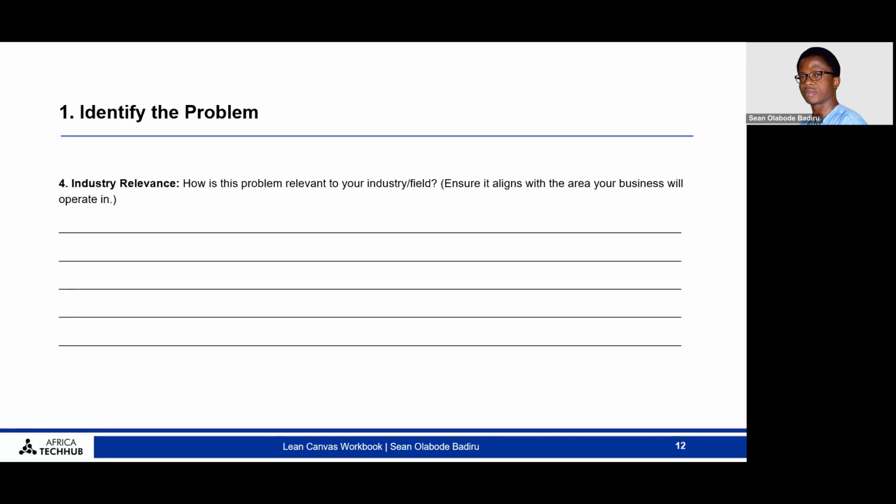Industry relevance. How is this problem relevant to your industry and field? If you don't offer any financial service, and you have identified the problem around inflation, you won't be acting wise to want to solve that kind of problem because you don't have the resources or the expertise to do this. So the problem you have identified must be relevant to your field, your areas of strength. It has to align with the area your business will operate in.